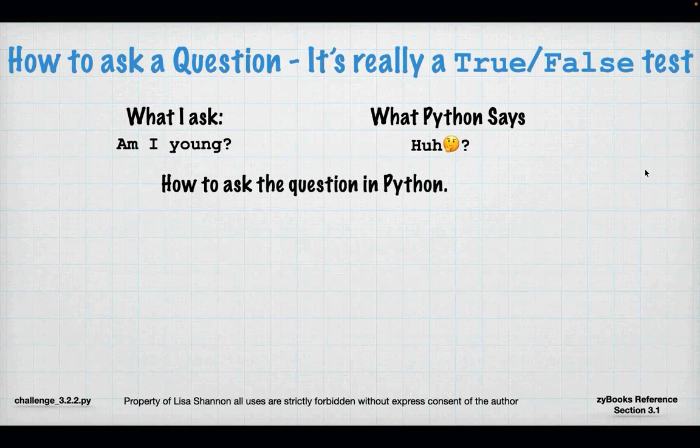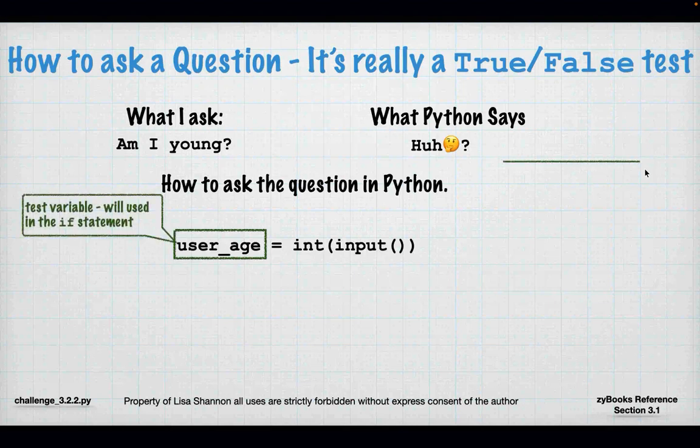So if I say, am I young? Python's going to go, oh, I have no clue. So how do I ask this question in Python? One of the things I have to do is define what young means. Young is a beautiful thing. I know people who are 90 who consider themselves young, and I know people who are 10 who consider themselves young. I know people who everybody would consider young, like a child. So how do I do that?